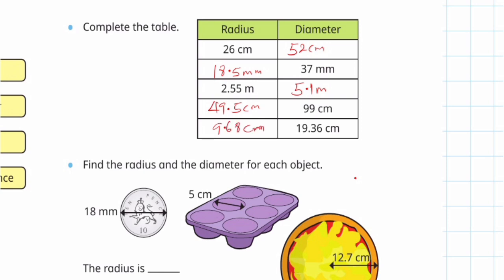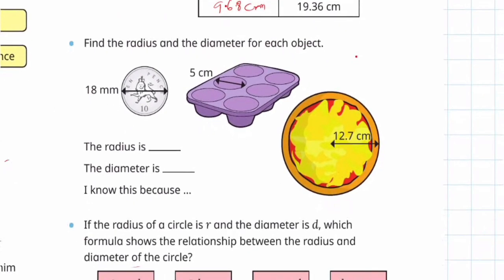So now let's look at this. Find the radius and diameter for each object here. For a diameter of 18, we have the radius to be 9 mm. Diameter is still 18 mm. I know this because the radius is half of what? Diameter, right? Good. The same thing goes for 5 here. We have a diameter of 5, so the radius is going to be 2.5 centimeters. And that's still the same rule.